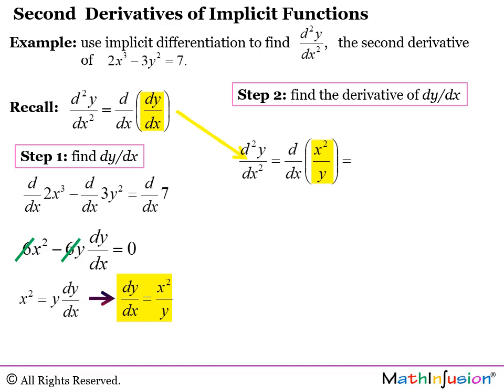So what is d/dx of x^2 over y? For this we will need to use, in this case, the quotient rule. We differentiate the top, we get 2x times the bottom, y, minus differentiate the bottom, we get dy/dx, times x^2, over the bottom function to the power of 2, which is y^2. If you notice, this derivative contains dy/dx.